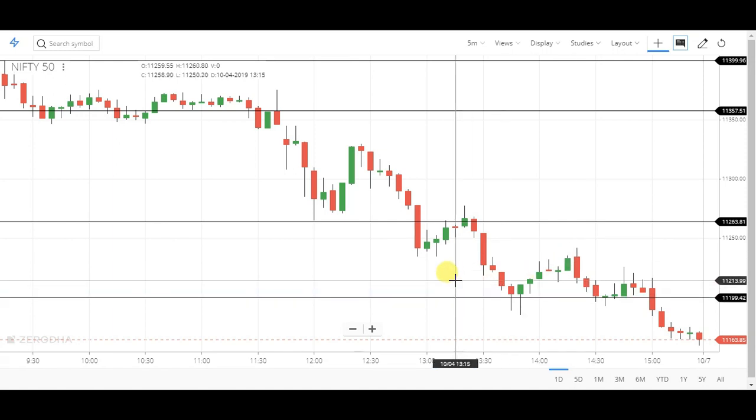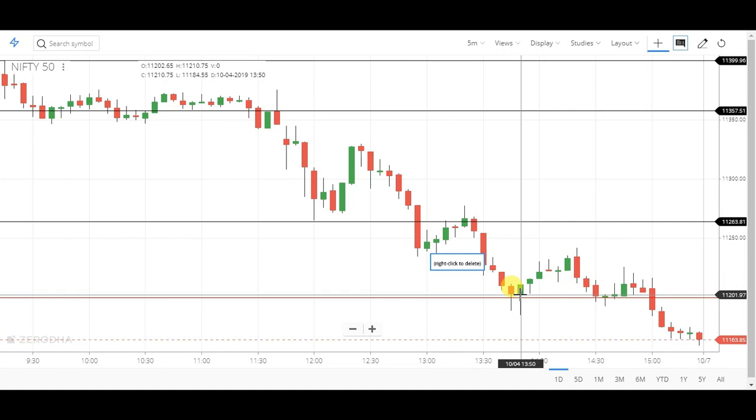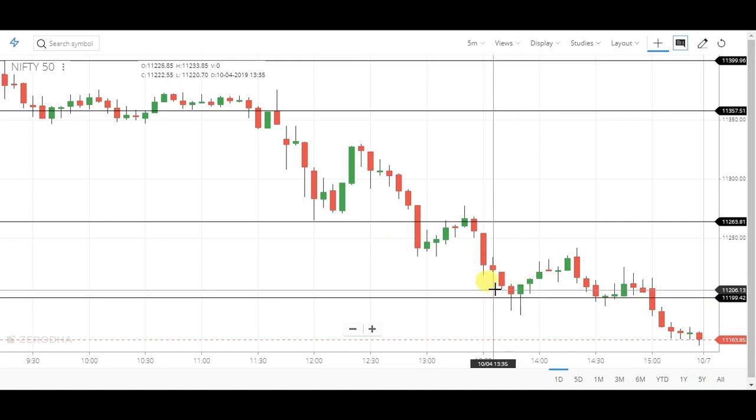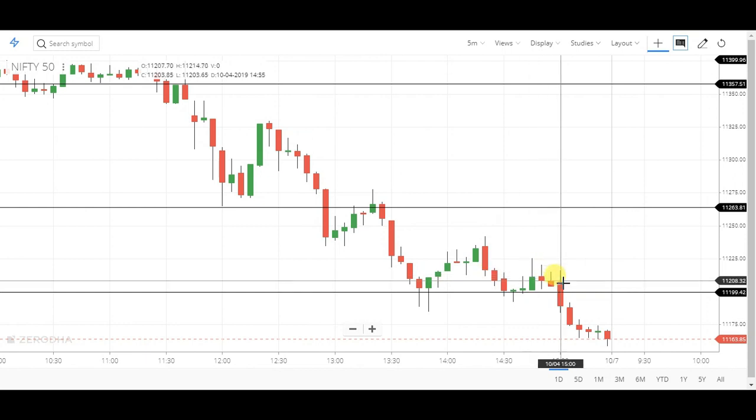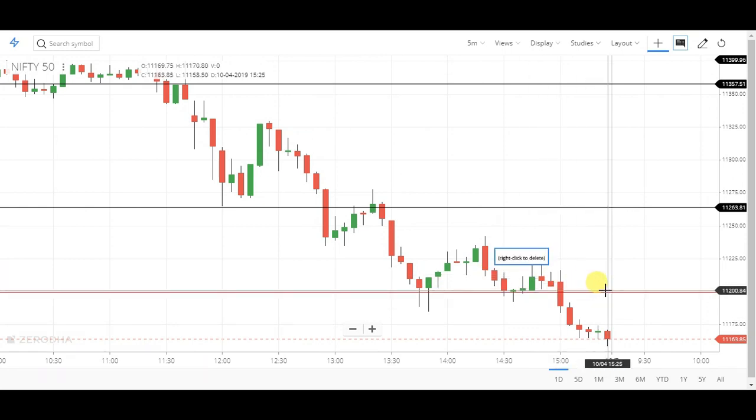Now, 11,200 was our second support for 4th of October. Nifty tried to get a support, but as we discussed, the intensity of selling was too high, and finally Nifty closed around 11,163. Yesterday we discussed that if the intensity of selling was too high, then 11,100 is going to be a very strong support. Nifty couldn't break 11,100 and finally closed at 11,163.